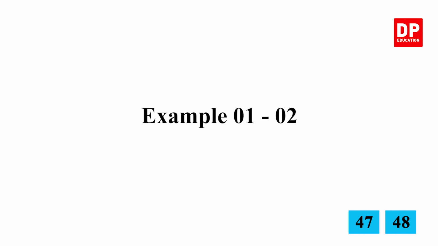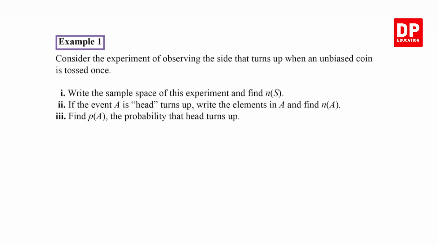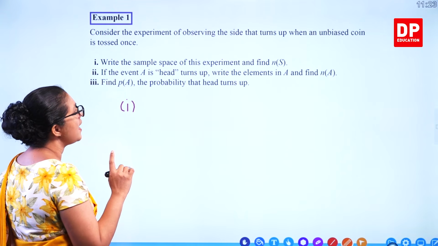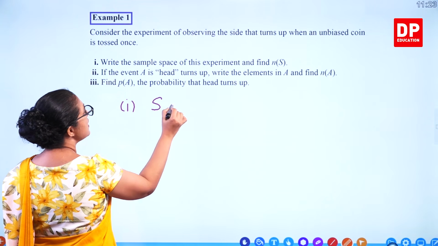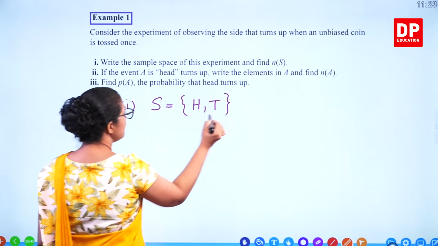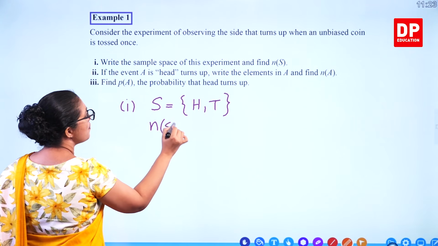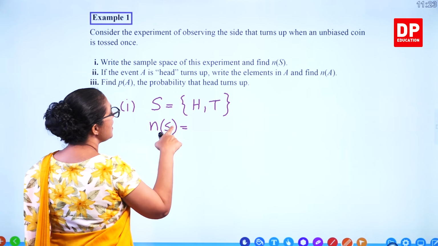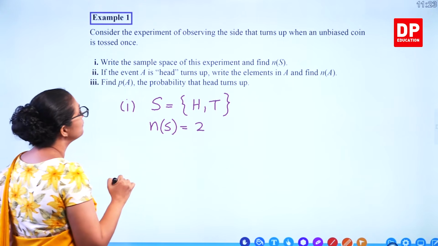Example number 1. Consider the experiment of observing the side that turns up when an unbiased coin is tossed once. Write the sample space of this experiment and find NS. So what are the possibilities? You can get either head or tail. So what is the sample size here? Number of elements in S is 2.